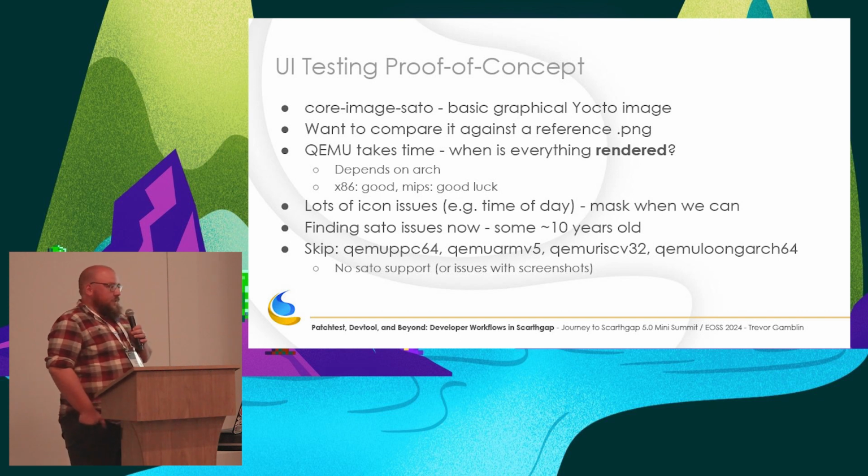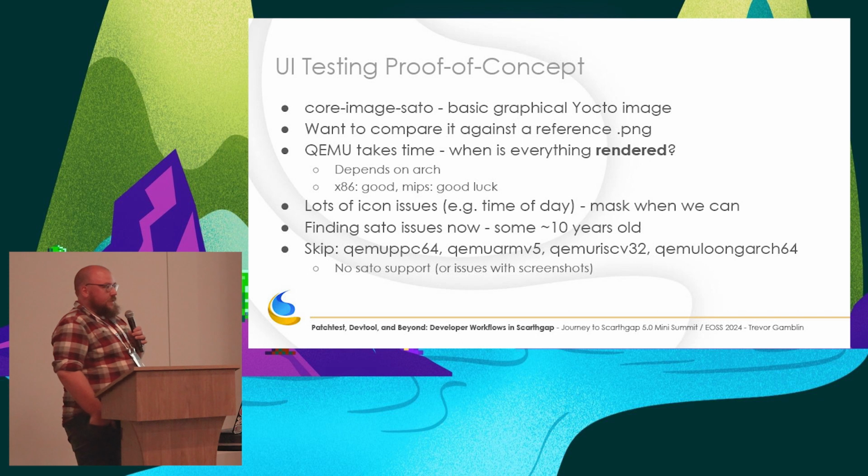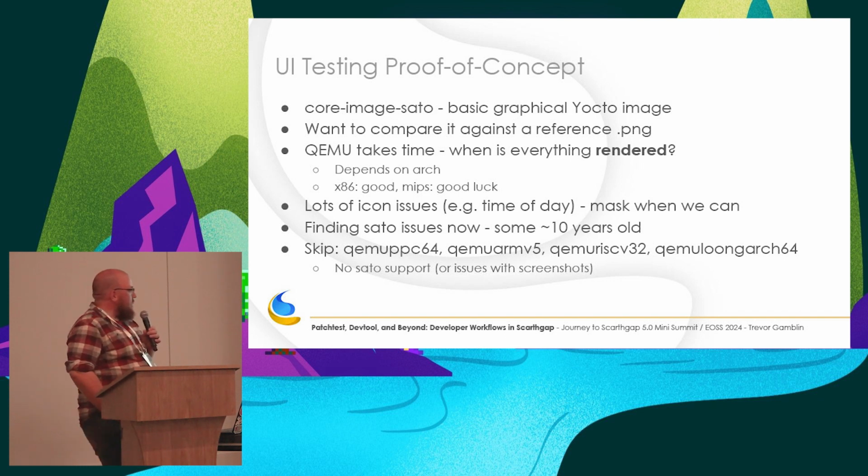One of the challenges that we had was asking the question, when is everything rendered for that? And it turns out it depends a lot on the architecture you're booting. So x86, the ARM ones, et cetera, were pretty good. MIPS, not so much. There were lots of icon issues as well. So things like time of day, you couldn't reliably generate without some other workarounds. So you just mask that in the PNG and ignore it in the actual rendered environment.